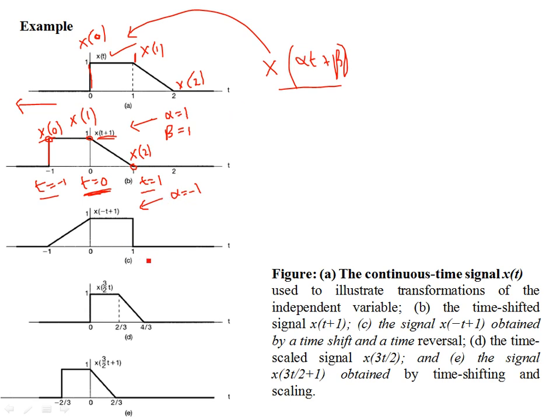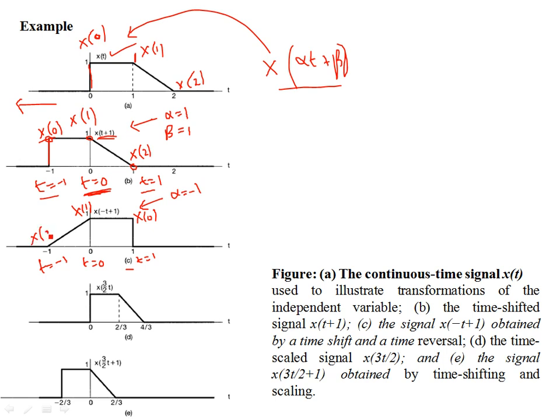Let's consider this signal. What is going on over here? We are experiencing a time reversal and a time shift as well. Both the cases are true in part C. So what happens at t equal to 1? We're going to have x of 0, right? Similarly, at t equal to 0, we're going to have the amplitude x of 1, right? Similarly, at t equal to minus 1, we're going to have x2, right?